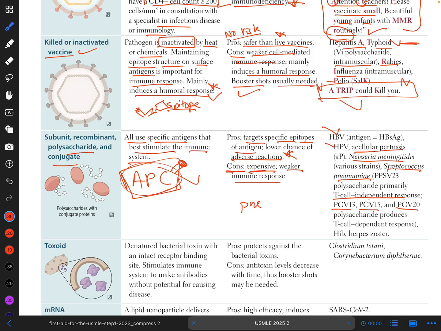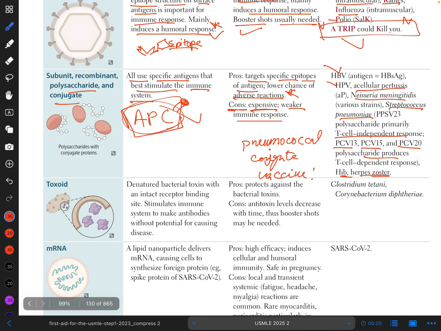Pneumococcal conjugate vaccine. A polysaccharide produces a T cell independent response, so conjugates have helper T cell help. Now we talk about the toxoid.